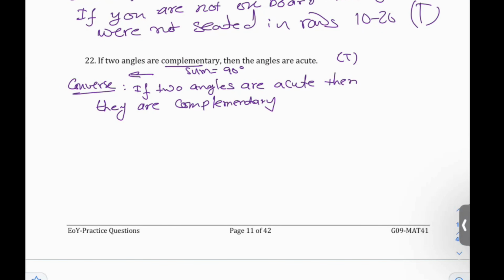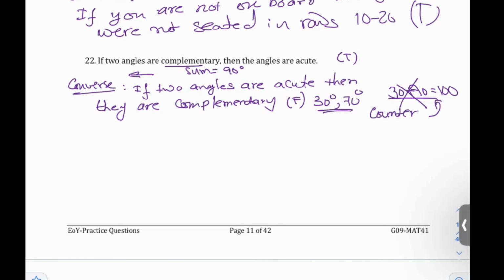Let's take an example. If the first angle was 30 degrees and the second angle was another one, 70 degrees. This is acute, this is acute. Remember that an acute angle is an angle that has a measure less than 90 degrees. So let's add them. 30 plus 70 is 100. Is it 90 degrees? Are they complementary? No. So this is the counter example. So this statement is definitely false. And this is the counter example that we are providing.